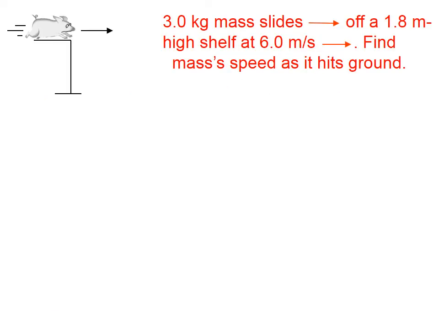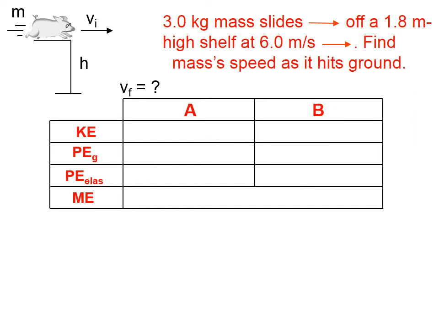So in this problem we have a mass that is sliding off of a shelf at a certain initial speed, and our goal is to find the mass's speed an instant before it hits the ground. So this little piggy is going to slide off the shelf and land down here, and I want to know how fast he's moving right before he hits the ground. This table is going to help us in learning how to do this conservation of mechanical energy procedure.